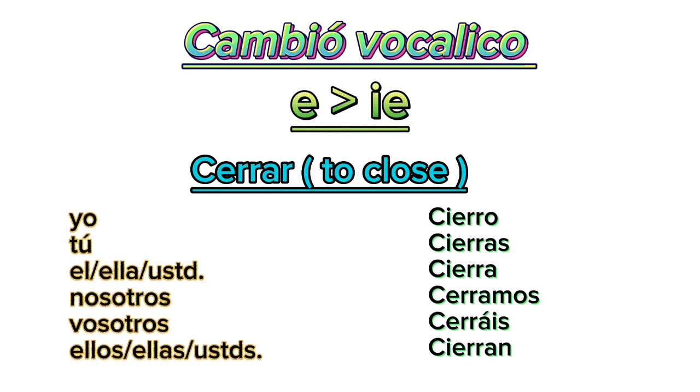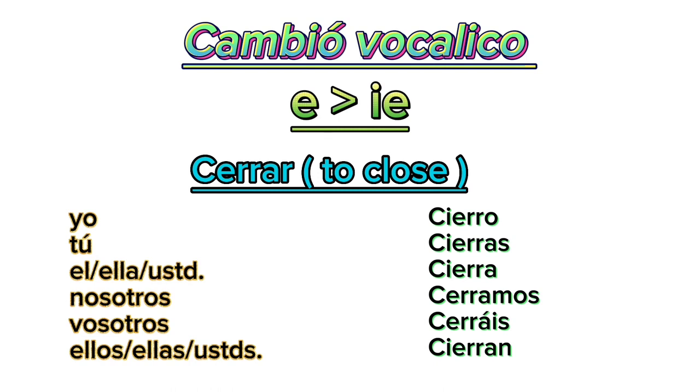Okay, so what happens is, in each and every verb that we learn, even in irregulars, the nosotros and vosotros form of every verb remains the same. Even in irregulars, all the other forms are changed somehow or other, but the nosotros and vosotros form always remains the same. Okay, but that is not the case in the total irregulars that we will learn later on. But in this one, let us understand that nosotros and vosotros form remains the same. So our conjugation basically becomes cierro, cierras, cierra, cerramos, cerráis, cierran.